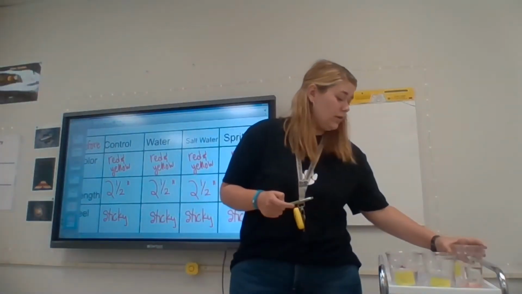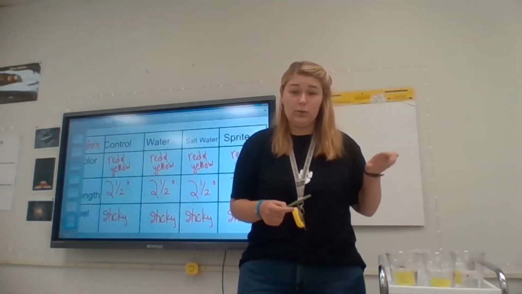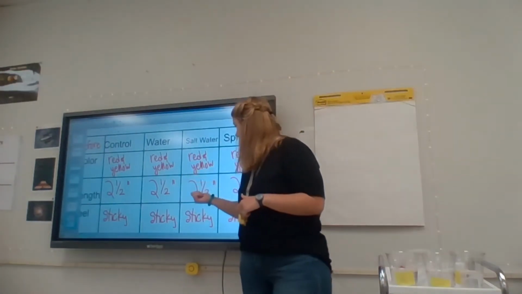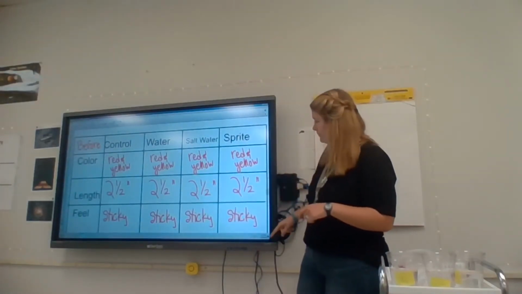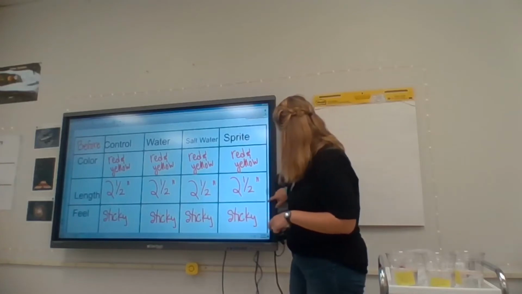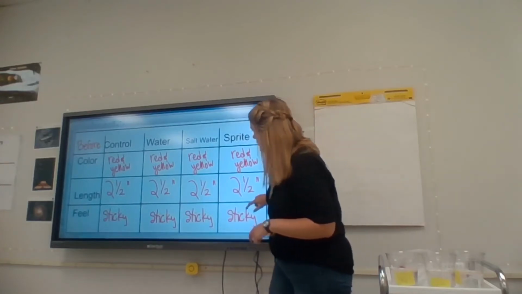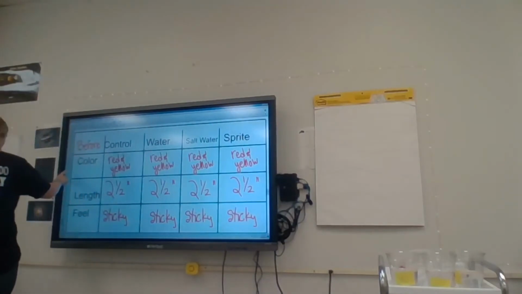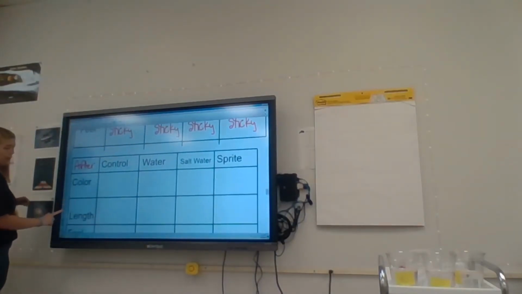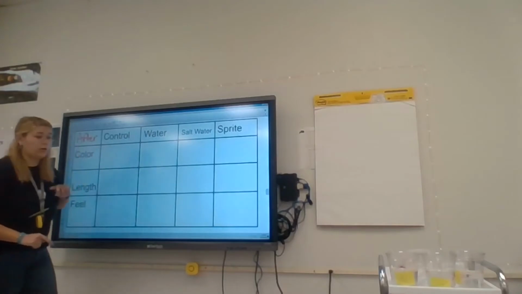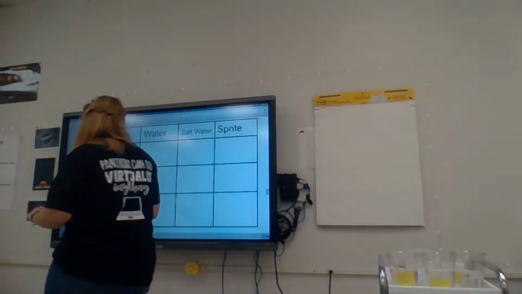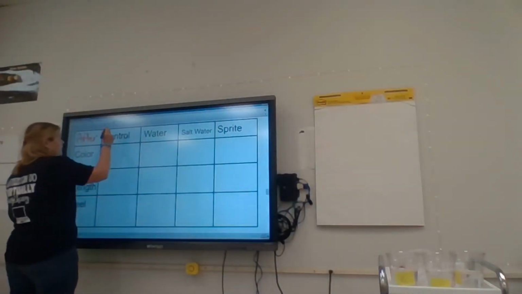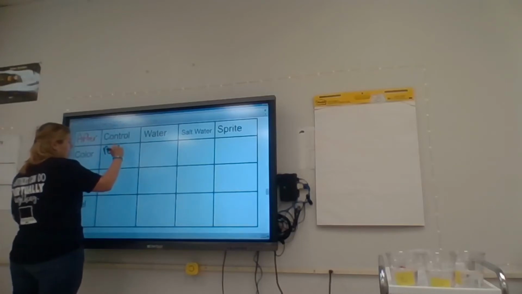So we're going to take what we've learned, our results, and now we're going to organize them. Remember, this was our chart from before. That was all of our information. So now, I'm going to scroll down. We're going to fill it all out. Remember, our control was that first gummy worm that we didn't put in any solution, so it's all the same. So it's still red and yellow.